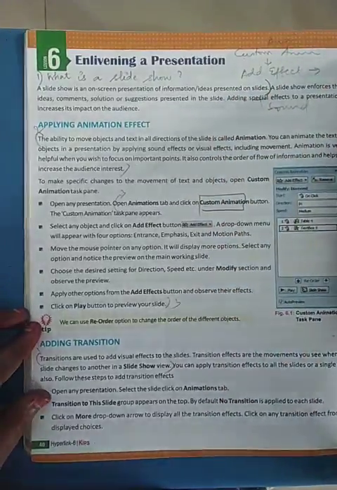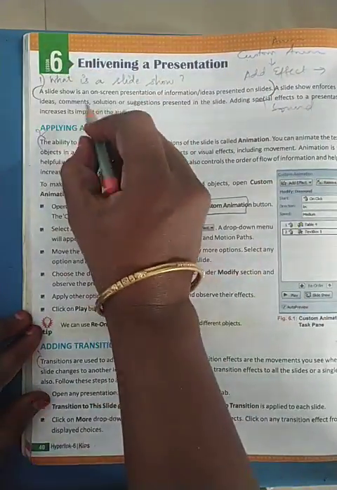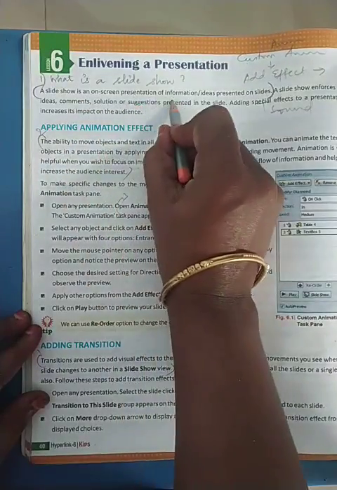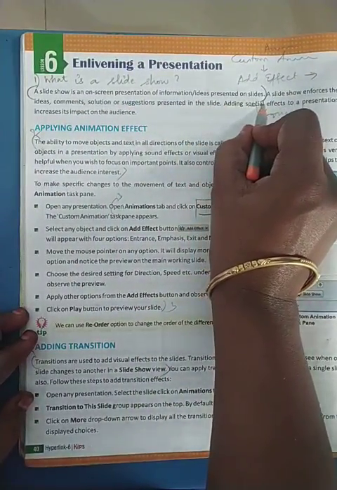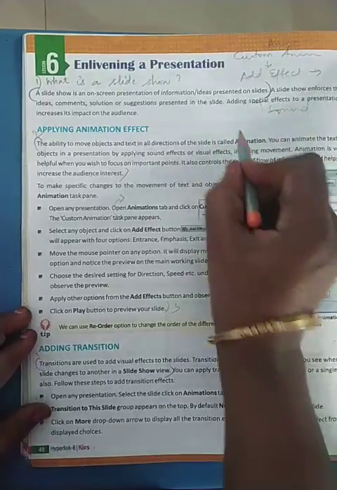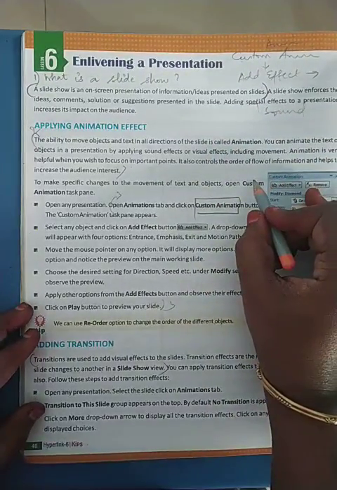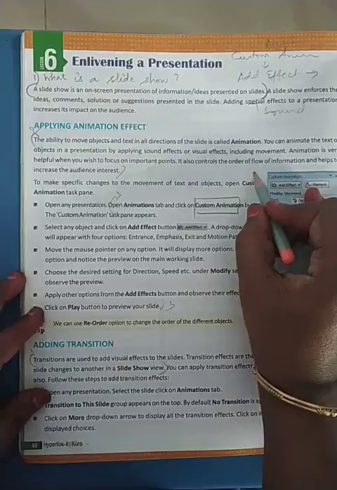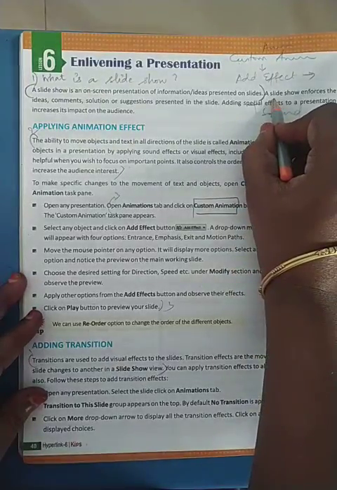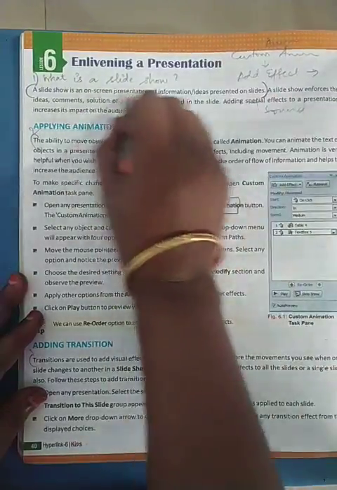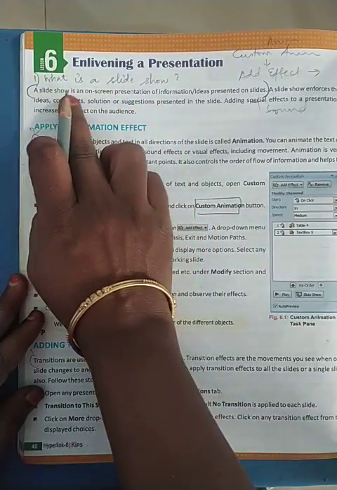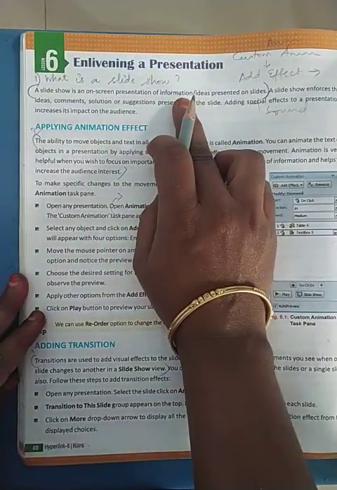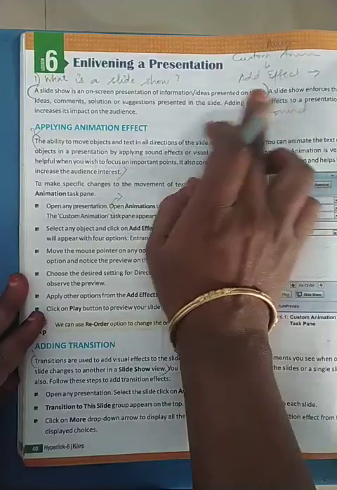slides. A slideshow is an on-screen presentation of information or ideas presented on the slides. Okay, this is the answer. Keep it as it is, simple. What is a slideshow? A slideshow is an on-screen presentation of information or ideas.